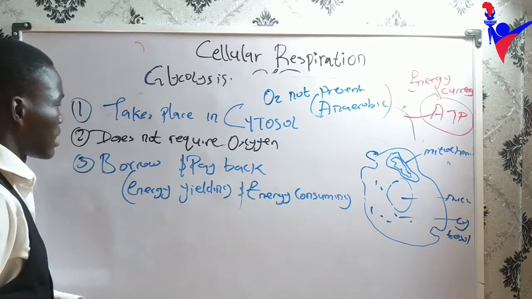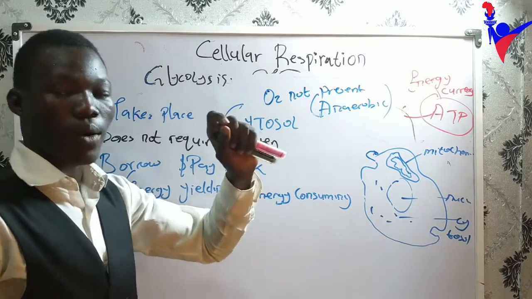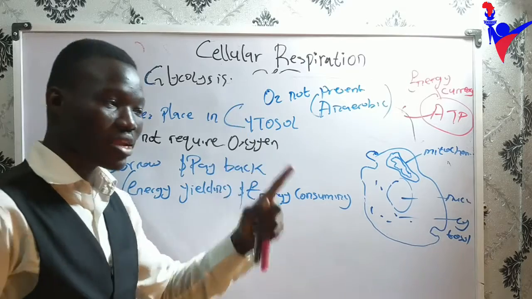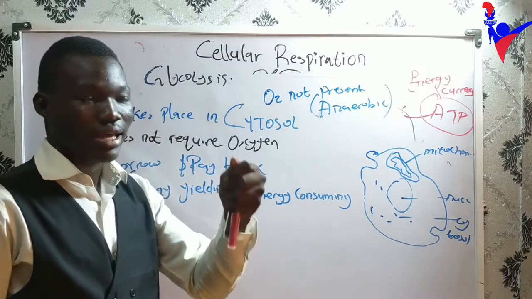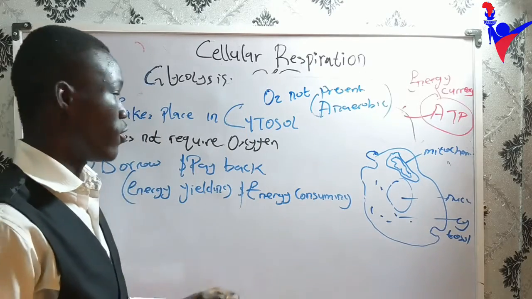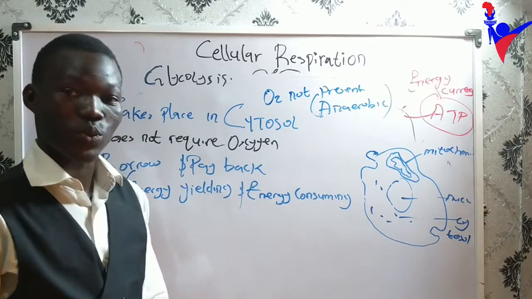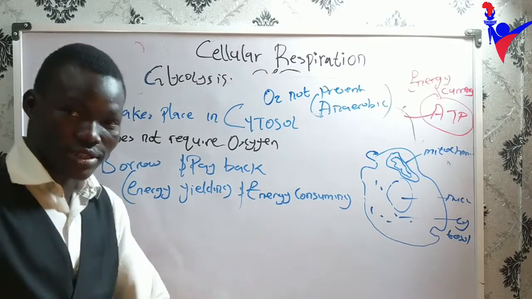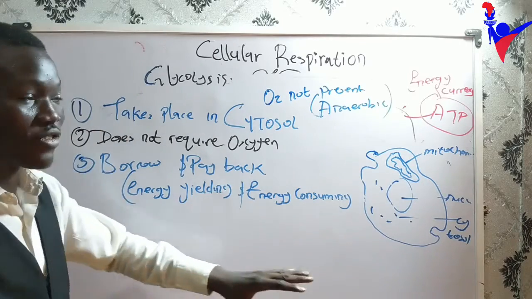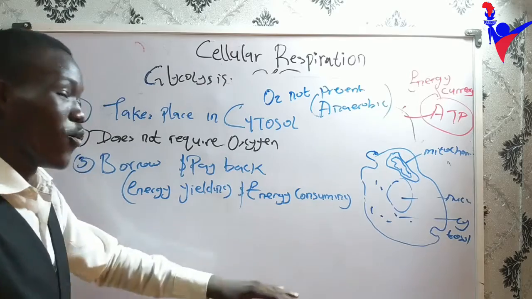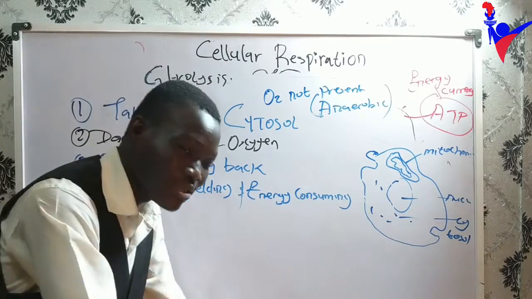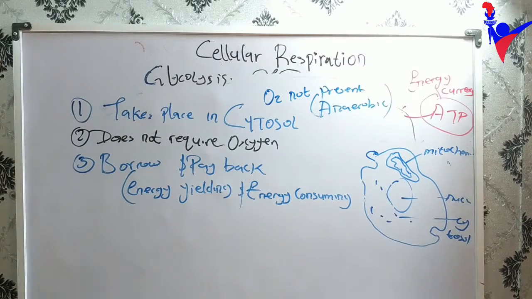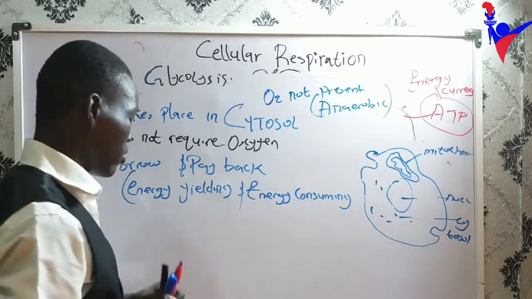In glycolysis, don't forget our major goal is to break down glucose to get ATP, which is the energy currency of the cell. But in the process of glycolysis, we first borrow ATP to break down glucose. So at the end of the reaction, we get much more ATP, and then we pay back. That's why I use the words borrow and pay back for glycolysis.